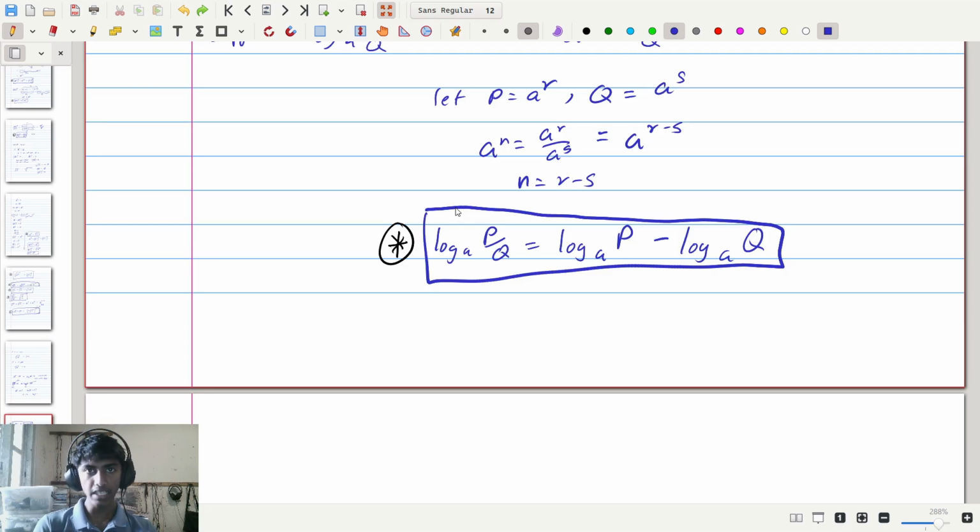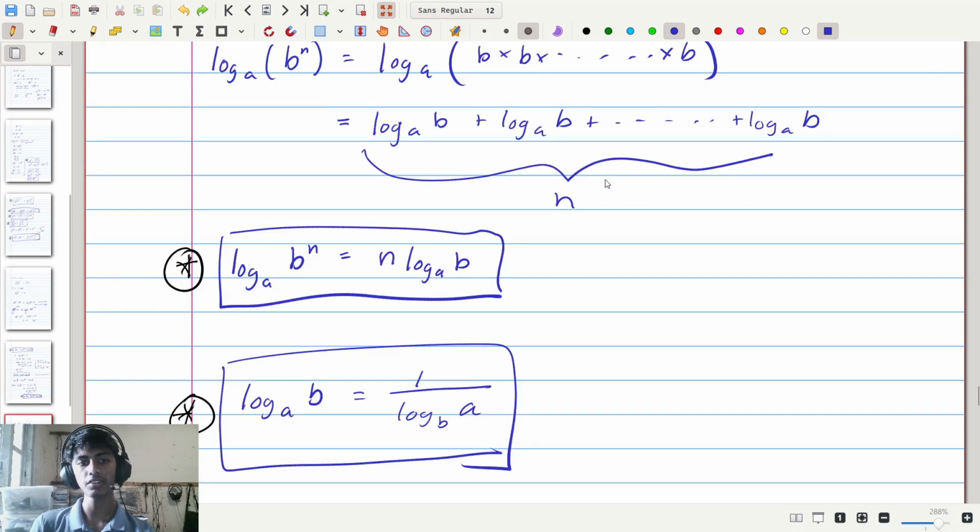Log base a of p divided by q is equal to log base a of p minus log base a of q. And we discussed a couple other identities, like having a power on the inside, log base a of b to the n is n times log base a of b. So here again, logarithms have made things simpler. We have turned an exponentiation question into a multiplication question.